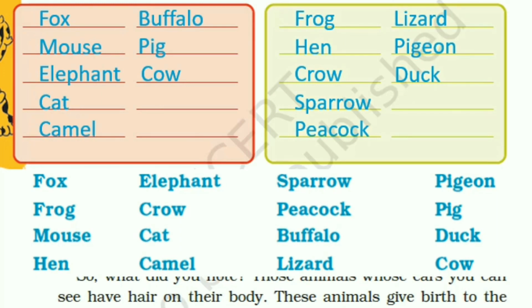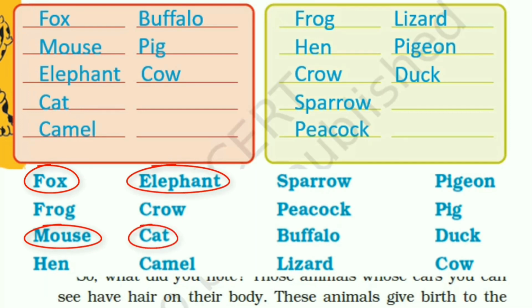So first one is fox. We have to circle fox. So we have to circle here in the red box: fox, then mouse, then elephant, cat, camel, buffalo, pig, and cow.